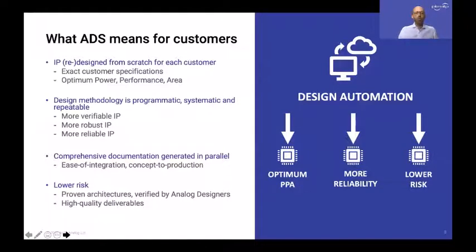It also means that you're optimized in terms of power, performance, and area. The design methodology itself, because it's automated, is programmatic, systematic, and repeatable. And this, in the end, translates into IP which is more verifiable, more robust, and more reliable, right? The comprehensive documentation, which is automatically generated as well, allows integration to be easier, and it also takes the products to production, right? And finally, it's lower risk, right? We use proven architectures, which are verified by analog designers, and the quality of the deliverables inherently makes it more reliable.